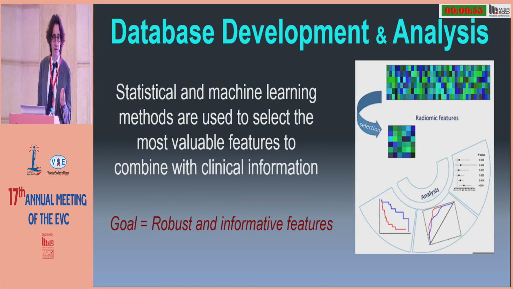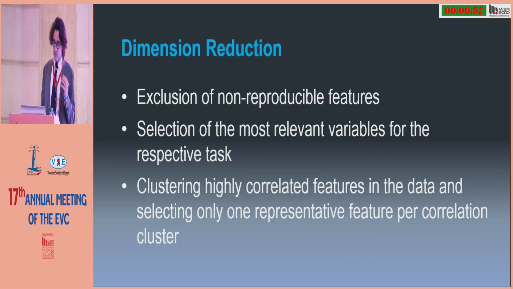Once we have extracted our features, then we have to select the features, because the machine, as I told you, can give us thousands of features. And this is a very important step, because this is an important bias of radiomic analysis. They can look at pretty much anything, and it's very difficult to interpret the significance, the meaning of it. This goes through exclusion, for example, of non-reproducible features, selection of the most relevant variables for the task that we want to ask to our software for a specific clinical question.